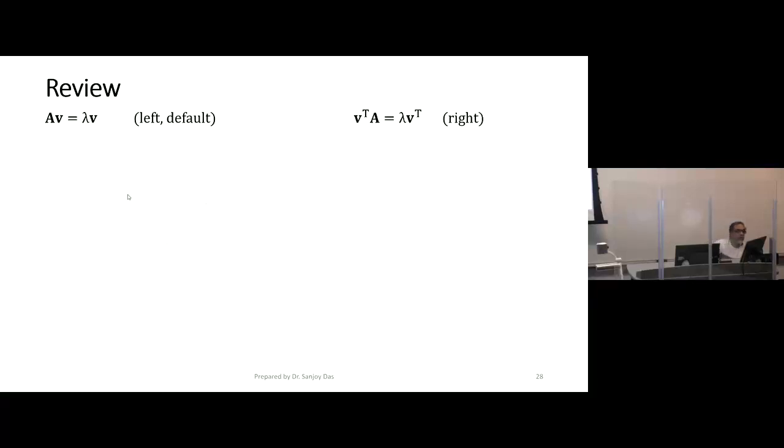So AV equals lambda V, that's the right eigenpair, which is the default, and V transpose A equals lambda V transpose, that's the left eigenpair. I cannot think of any specific application at this very moment, but there are tons. For a lower triangular matrix L, the diagonal elements are the eigenvalues, and the same with an upper triangular matrix.